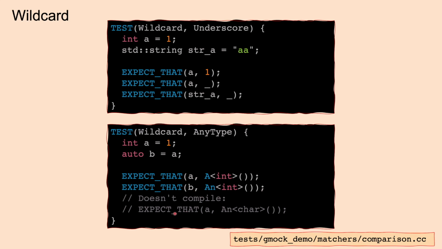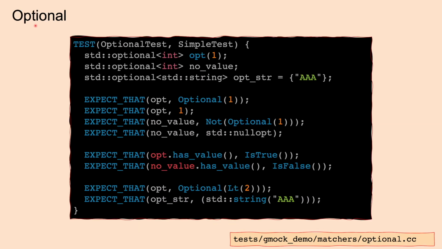Now, if I try to write expect that a is a character, this wouldn't compile, and this way I'm prevented from accidentally confusing the types of my variables. Again, you can run and play with these examples from the path here. Up next, the optional matcher.